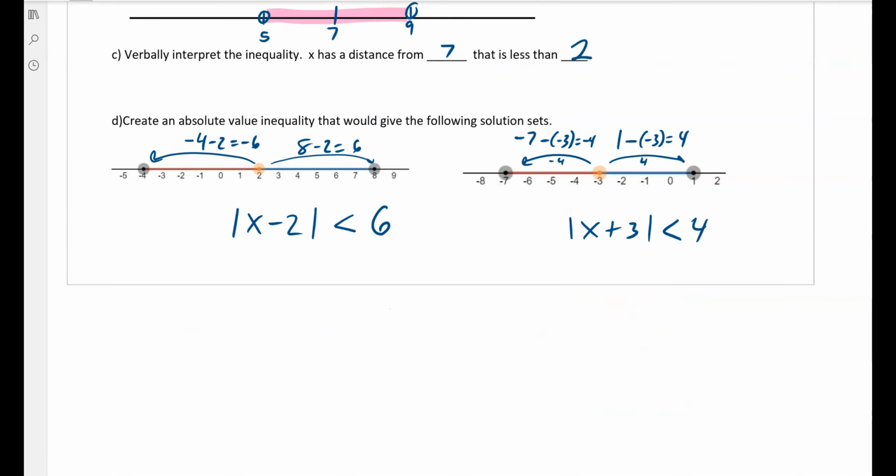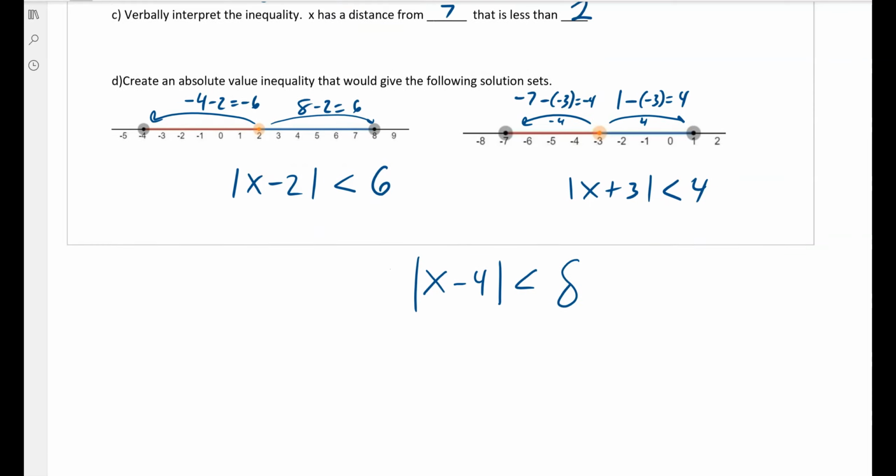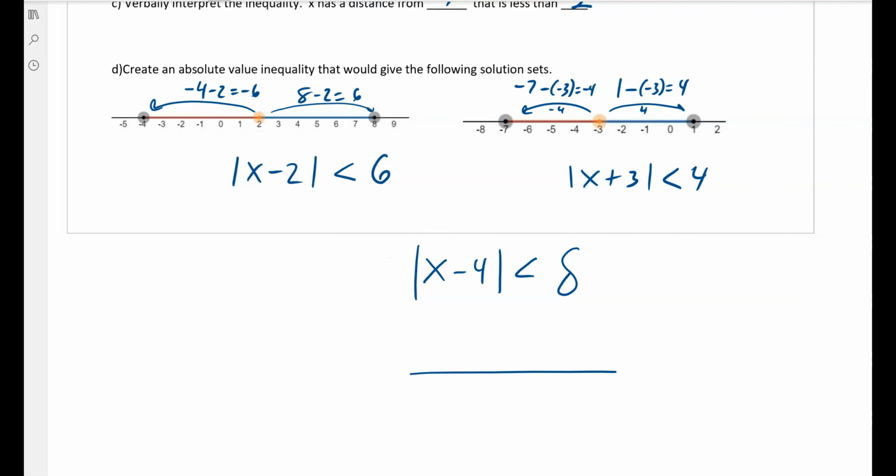So to connect this, what we're going to have next is something like this. The absolute value of x minus 4 is less than delta, which is a Greek letter. And so we already know that we're centered at 4. So just like before, our x has a distance from 4 that is less than delta. So that means we're going to go delta units this way and negative delta units this way, giving us 4 minus delta and 4 plus delta. And that is the interval that we will get off of that. So that's what we're going to be using it for next.